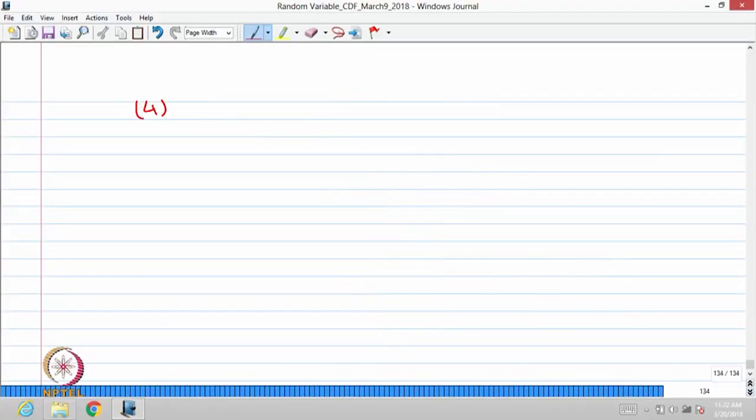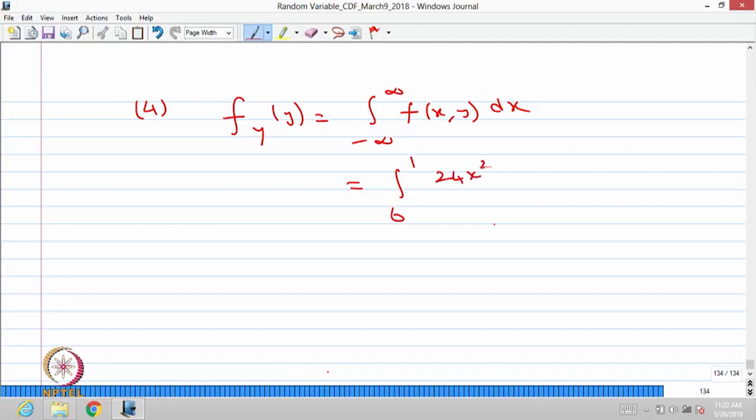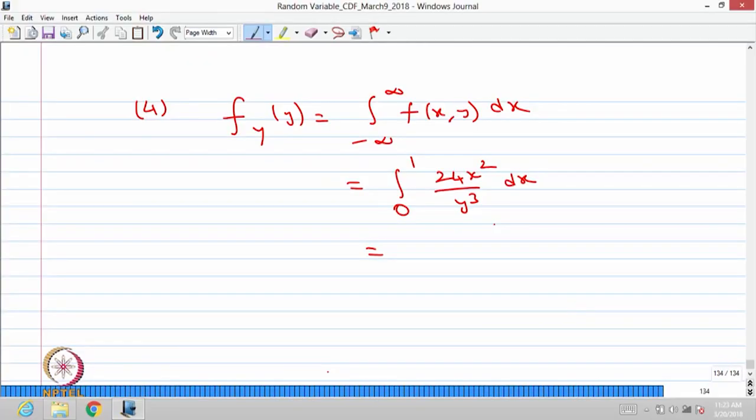Similarly, you can find the probability density function of y. That is nothing but the integration of the joint probability density function with respect to x. Here the joint probability density function is greater than 0 when x lies between 0 and 1. So, integrating from 0 to 1 the joint probability density function 24x square divided by y cube with respect to x, if you do a little simplification, you will get 8 divided by y cube. And if you recall, the range of y is 2 to infinity. Therefore, for y greater than 2, the probability density function of y is 8 divided by y cube, 0 otherwise.